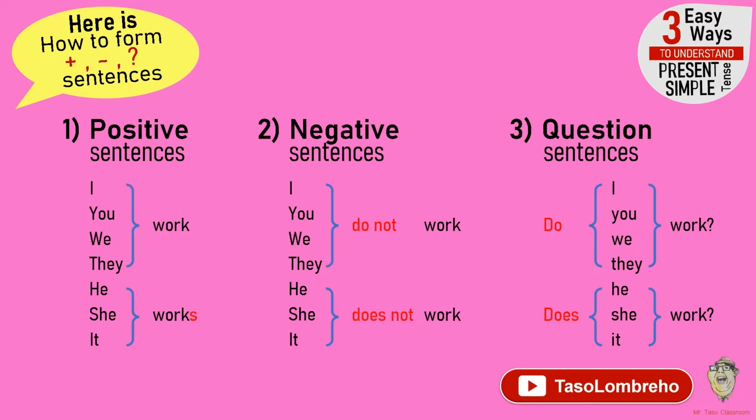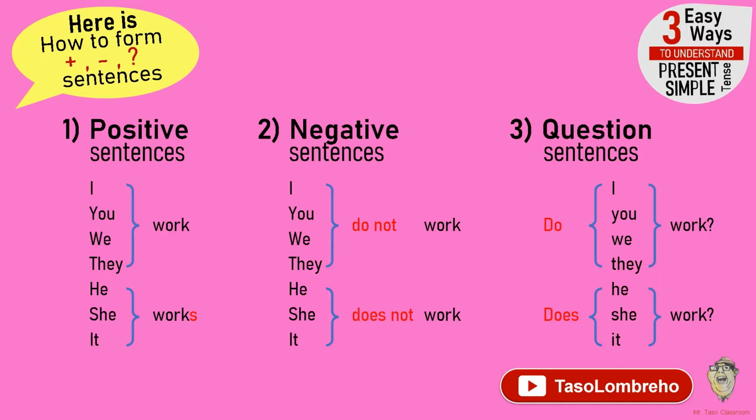1. Positive sentences. When you want to form positive sentences, all you need to do is to pay attention to the subject. If the subject is I, you, we, they, you will add the verb without any changes. I work, you work, we work, they work. If the subject is he, she, it, be careful. You need to add s or es sound after the verbs. So, he works, she works, it works.